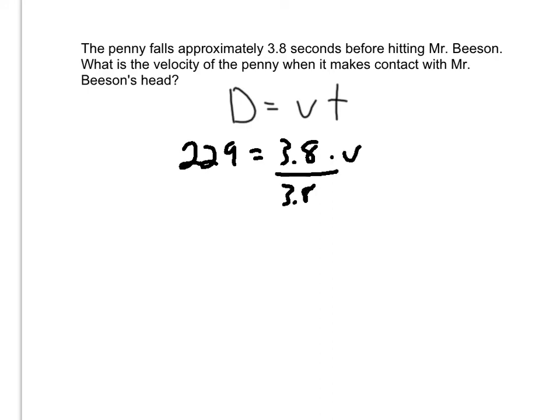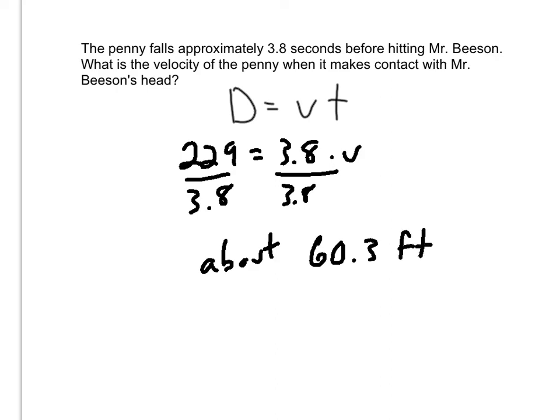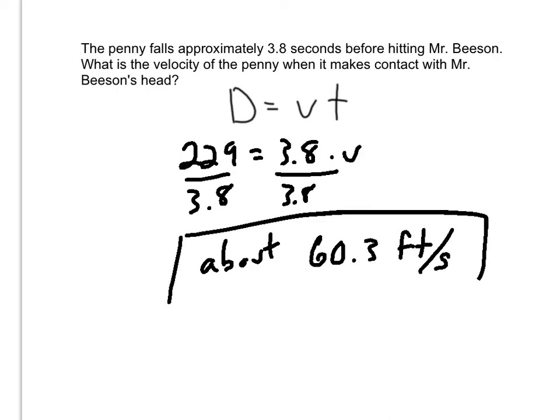So by dividing by 3.8, okay, if I take 229 divided by 3.8, that means that the penny was traveling about 60.3 feet per second when it hits Mr. Beeson in the head. Okay, that's pretty fast. It's going to hurt. Probably do some damage to him. So lesson learned, do not drop pennies from the top of the space shot because it might hurt somebody.